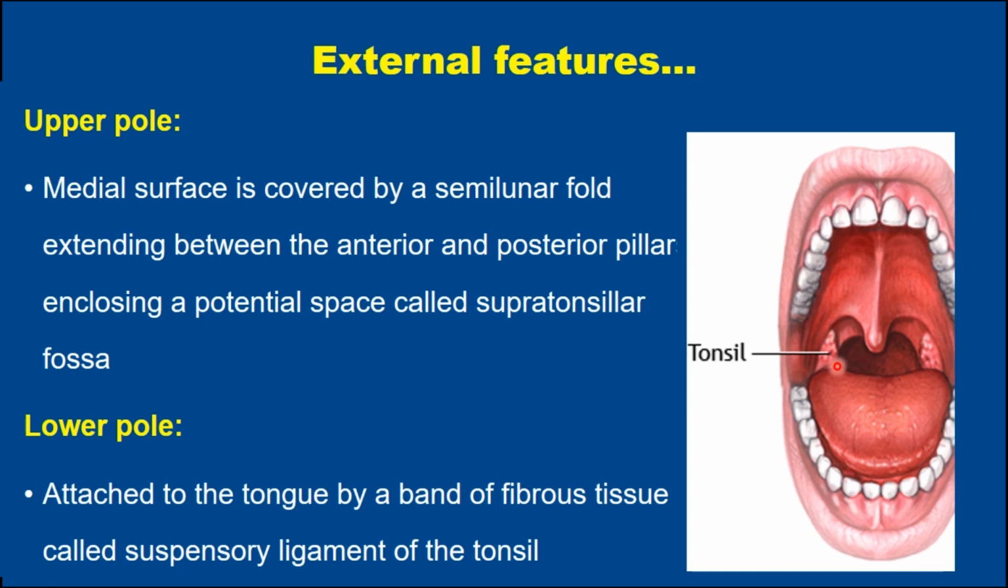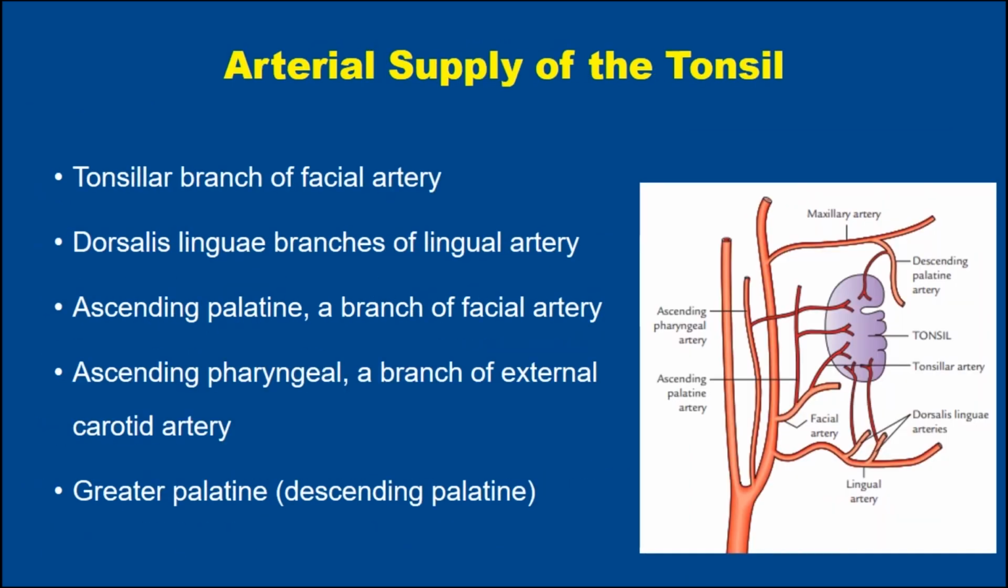In the same manner, this is the lower pole, and this lower pole of the tonsil is attached to the tongue by a band of fibrous tissue, and this band of fibrous tissue is called the suspensory ligament of the tonsil. So these are the external features of the tonsils.